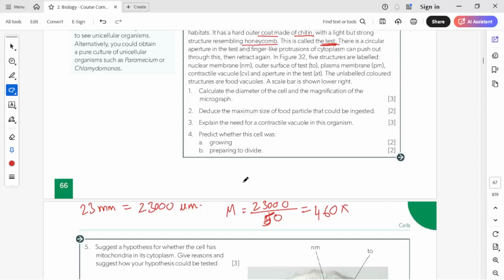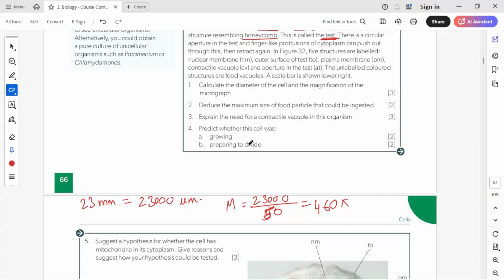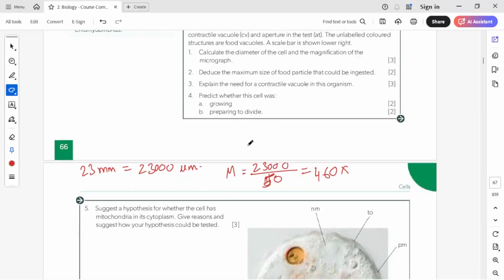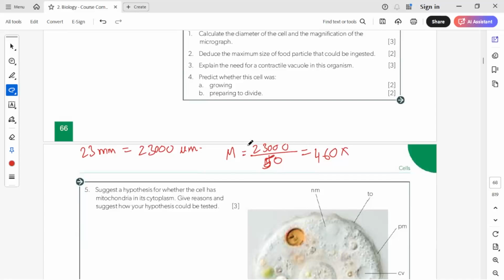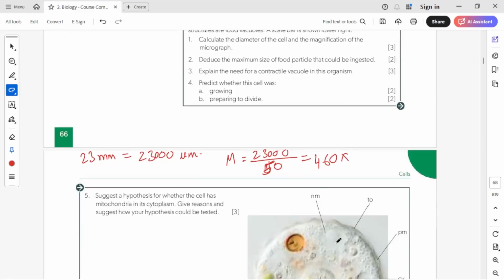So the next one is predict whether this cell was growing, preparing to divide, or what is actually happening to the cell. So there are several food vacuoles that are visible in the cytoplasm. There are a lot of white droplets of stored food which are also present in the cytoplasm. So it has a lot of nutrients which are needed for growing. So that is how we can say the cell is actually growing.